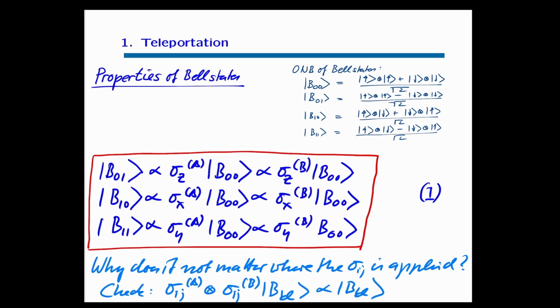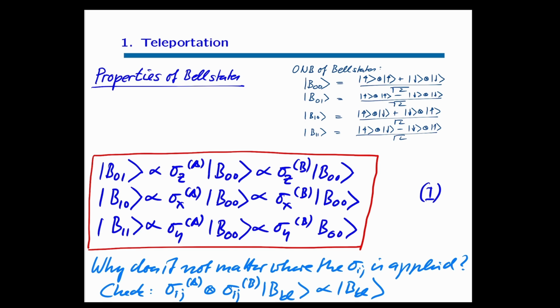These signs here mean proportional. So in this case, we are not caring about global phases. If you would care about global phases, then the phase might be different whether we apply it here or there. But let's not care about global phases for now. Good. That's an important property that we will use. And the fact that you can get from one Bell state to the other by applying Pauli operators will be relevant for the protocol, for the correction operation.